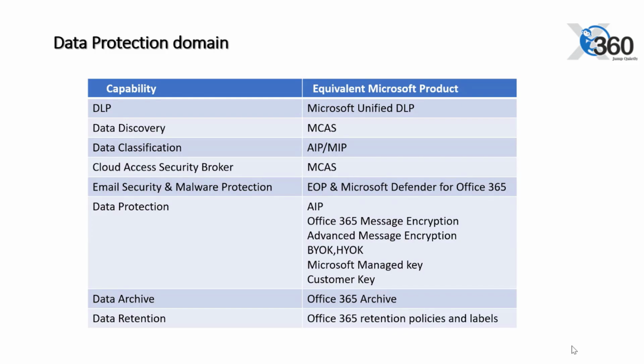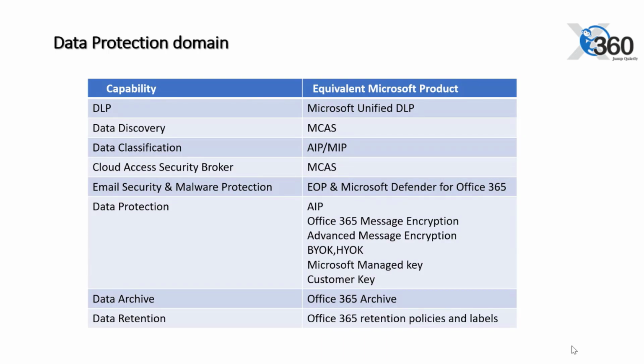Then CASB, as I said, MCAS. And if you're looking at email security and malware detection, we all know, if you're coming from an Exchange background, EOP was there for many, many years. Exchange Online Protection comes by default as long as you're taking an Exchange Online plan. And then Microsoft came up with something called Microsoft Defender for Office 365 at last Ignite. For data protection, these are the equivalent Microsoft products that we have, and for data archive and data retention.